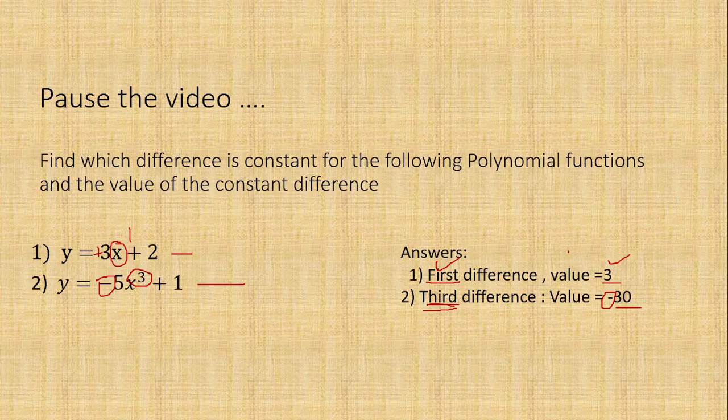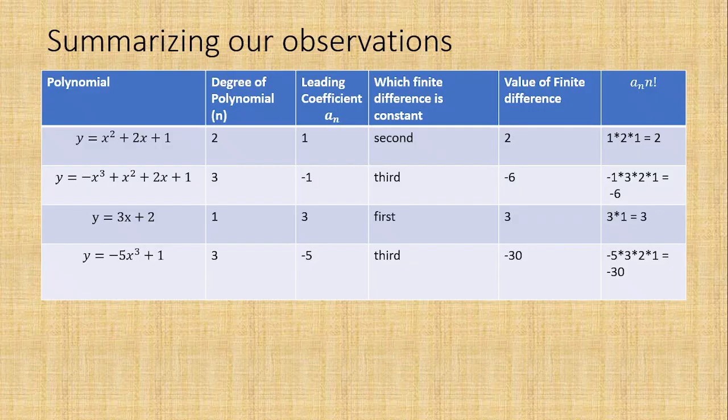Okay. Let us summarize our observation for all these polynomials. For the first polynomial, y equals x squared plus 2x plus 1, what we observed was that its degree was 2.